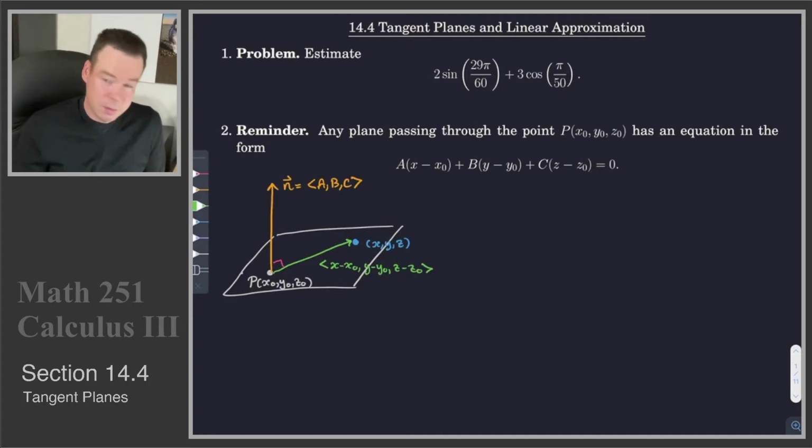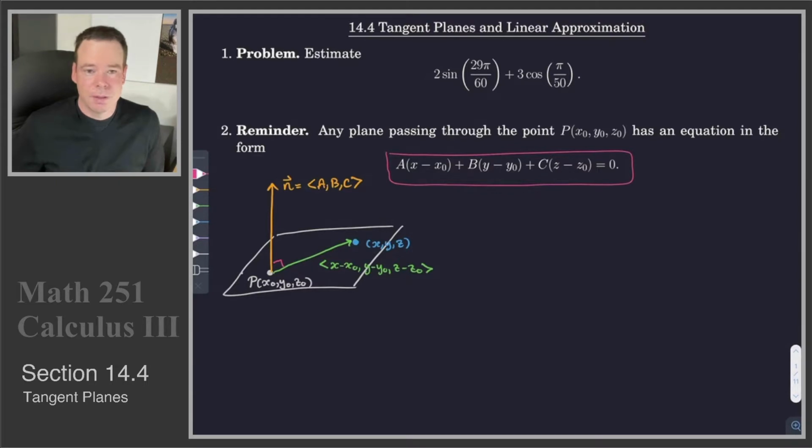And the idea is these two vectors have to be perpendicular to each other, and so their dot product is 0, and their dot product is just this equation here. So that's the equation of the plane. It describes all points with coordinates x, y, and z that live on the plane.